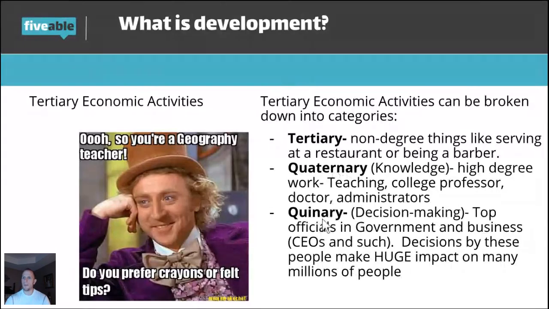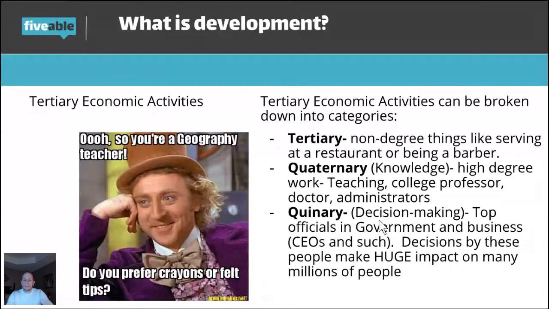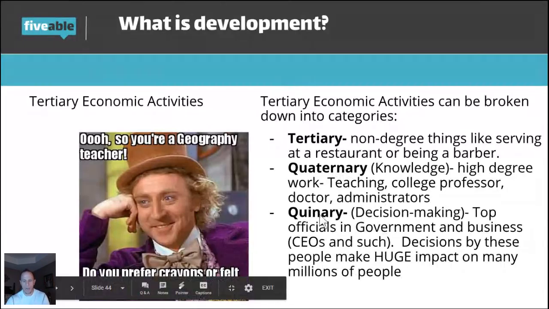And then you've got quinary, all right? And quinary is going to be your decision makers. You've got people like members of Congress. You've got people like Mark Zuckerberg and Elon Musk, CEOs of large companies. These are people whose everyday decisions are going to impact millions upon millions of people. The services that they're providing are going to be in the quinary sector.